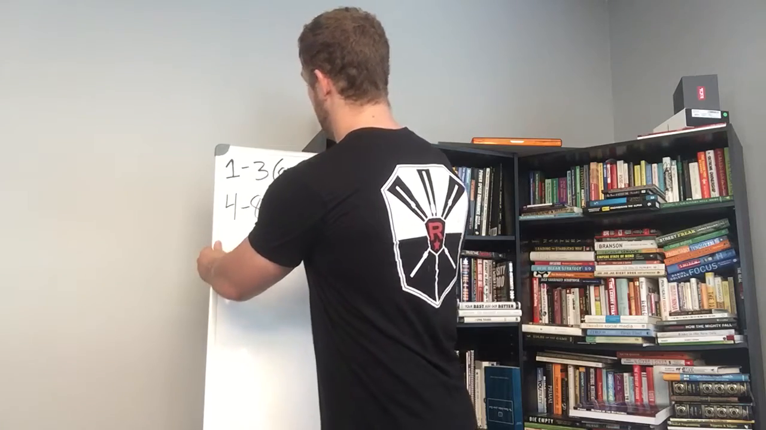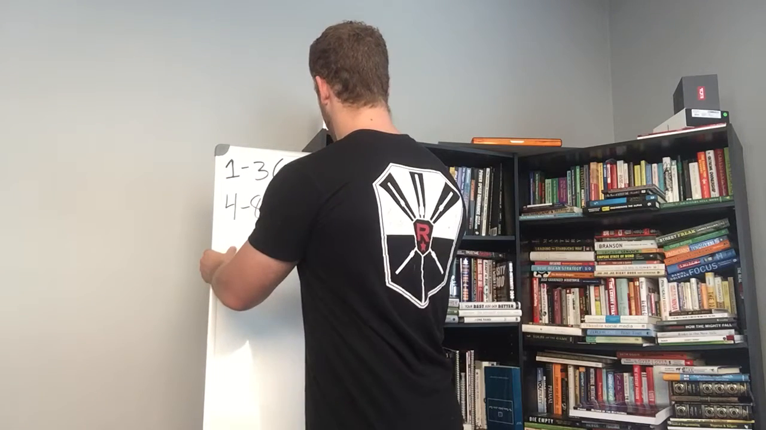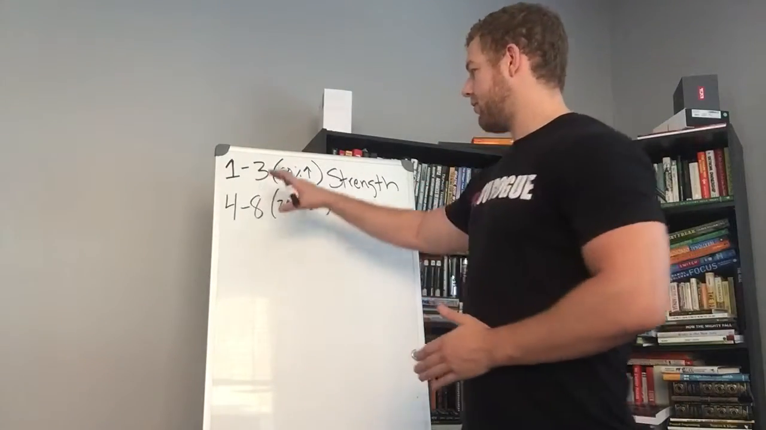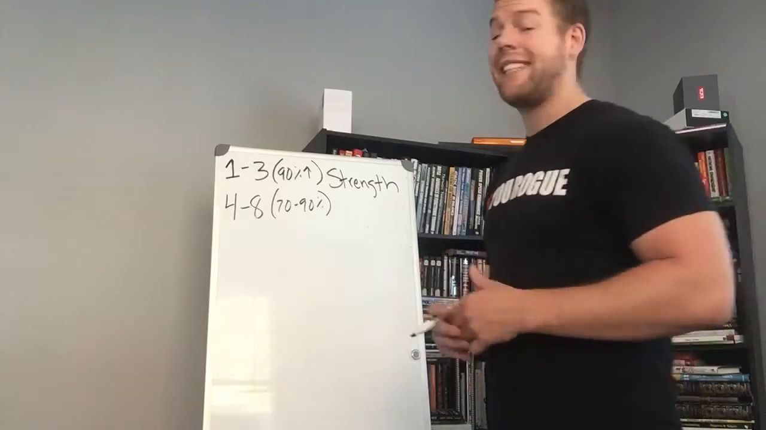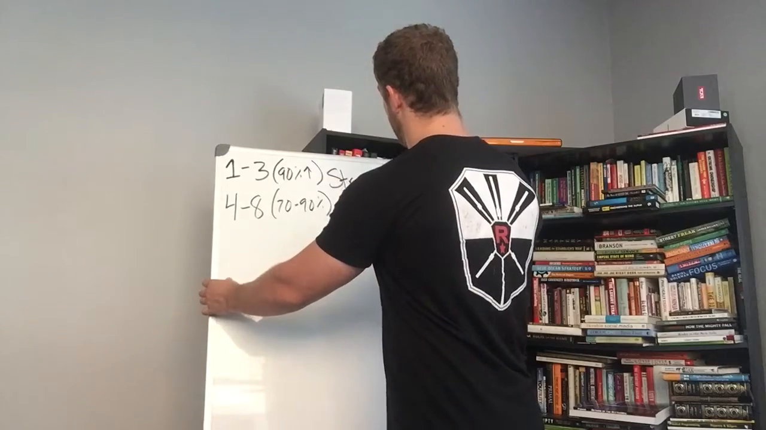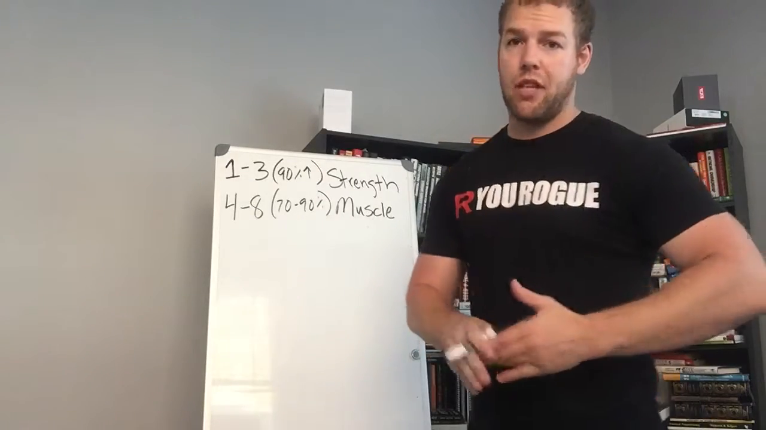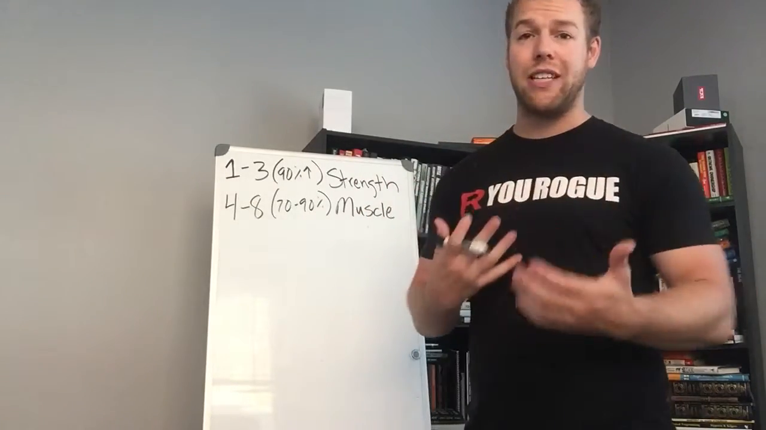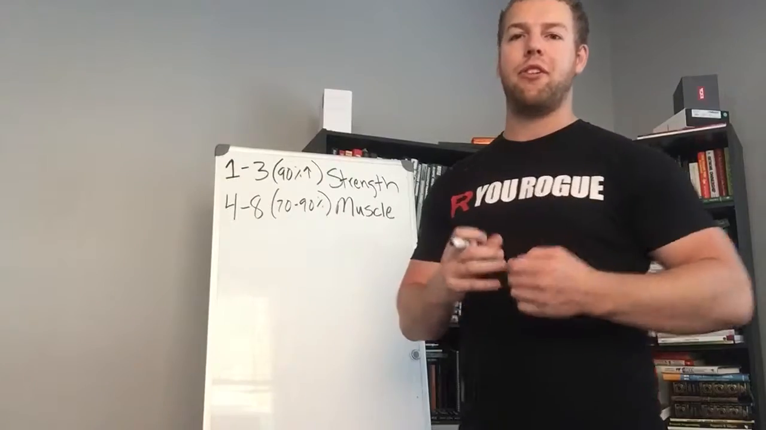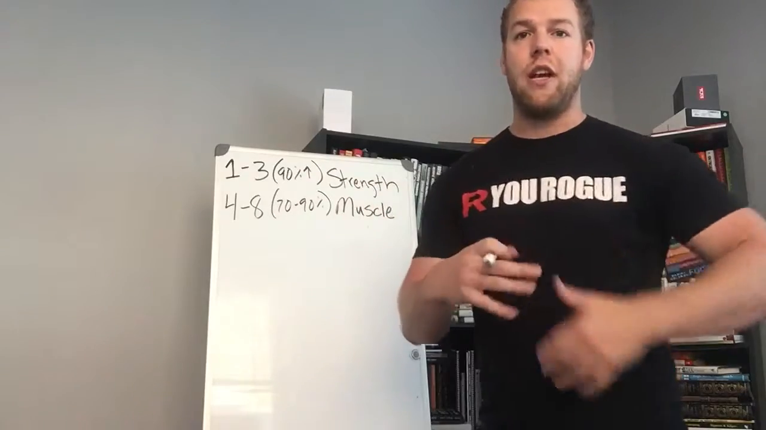Now, when we go from reps 4 to 8 with around a 70 to 90% intensity, we're in what would be more of a muscle phase. Okay, so this is going to be more of a bodybuilding rep scheme. This is going to help increase muscle strength as well as increase muscle size. The reason for this is because of time under tension, which I'm going to talk about in a little bit, but it's time under tension, stimulus, contraction, and rep schemes.